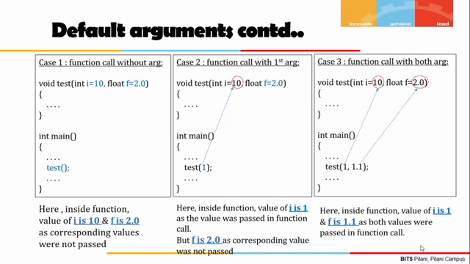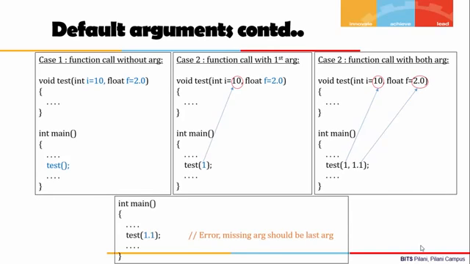Next, we have two arguments here. Hence, the value of I will be 1 and the value of f will be 1.1, as the values are passed in the function call. So if both values are passed in the function call, those values will be assigned. But if they are not passed, then the default values defined in the prototype will be assigned.